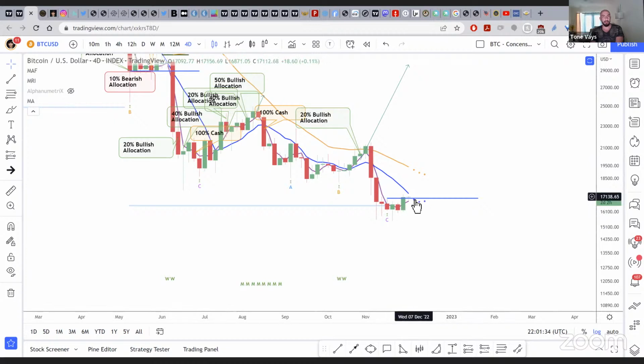Our allocation chart is getting close to adding to our bullish position. We just need the moving averages to cross over. So let's see if we can hold this area for another 2 days, and then the moving averages will cross over.